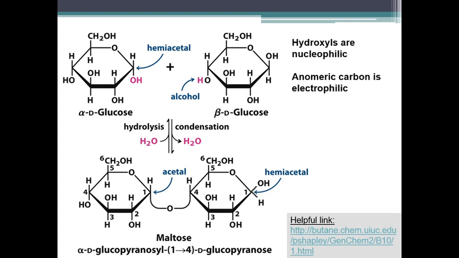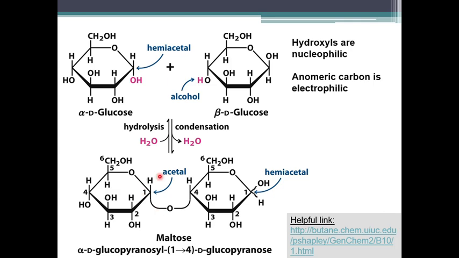A disaccharide that is shown here, like maltose, is formed from two monosaccharides, alpha D-glucose and beta D-glucose, when a hydroxy group of one of the monosaccharides condenses with the intramolecular hemiacetal of the other, that is shown here. This results in the elimination of water and formation of a glycosidic bond. This is called a glycosidic bond.